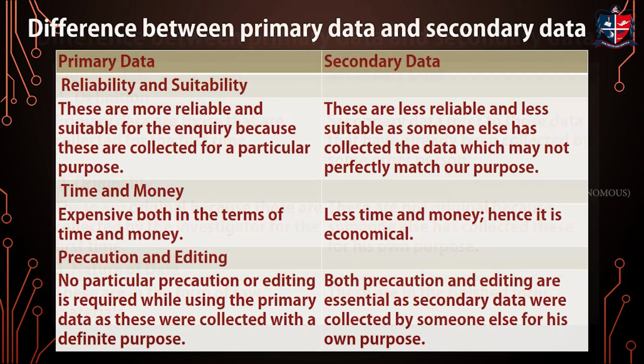If we consider the reliability and suitability of the data, primary data is the most reliable data. Secondary data is less reliable because it is collected for some other purpose and we have to change it for our study.